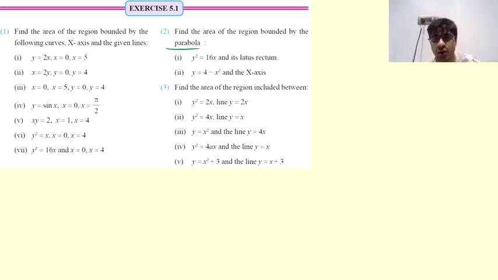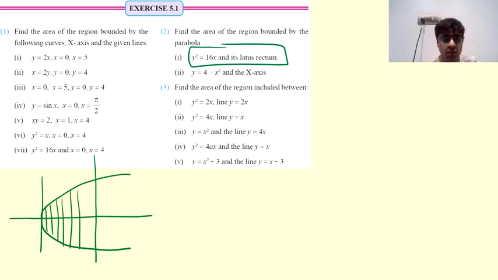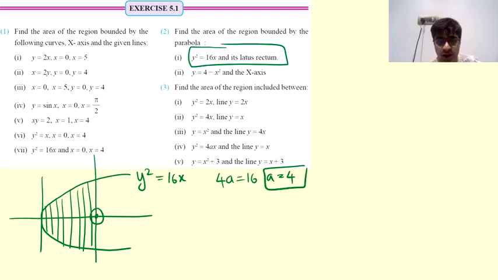Find the area of the region bounded by the parabola y square equal to 16x and the latus rectum. See, here they are not telling you x-axis, parabola and the lines. They are just asking you the area between the parabola and the latus rectum, which is going to be the entire area now. So y square equal to 16x is the parabola. Latus rectum means a vertical line passing through the focus. 4a for the parabola is equal to 16. So a will be equal to 4, and that is why the focus of the parabola will be 4, 0. The latus rectum will therefore be x equal to 4.